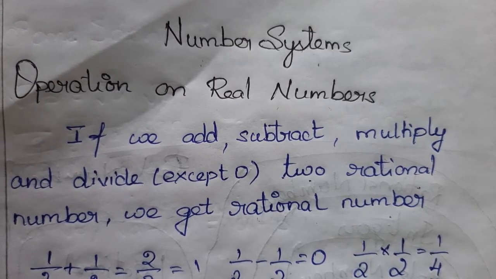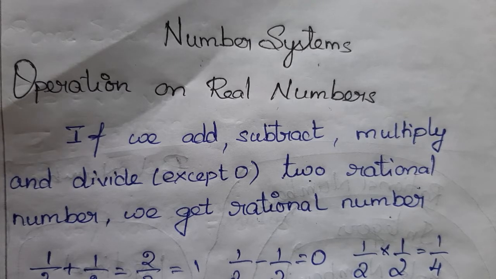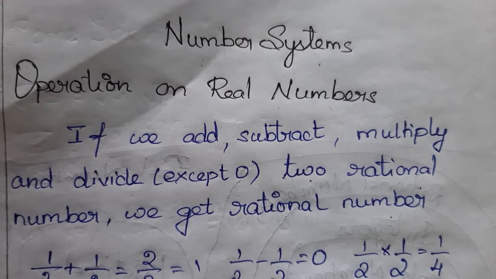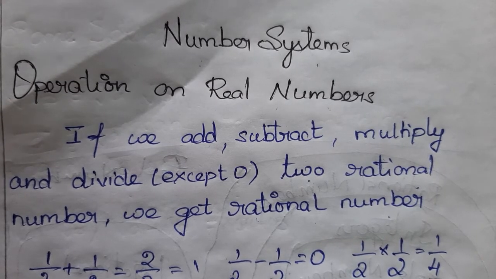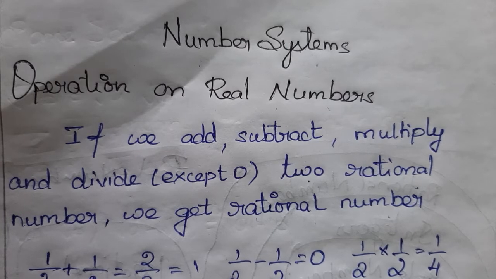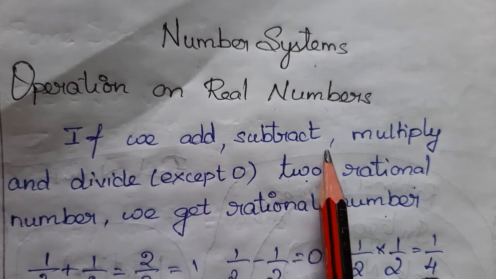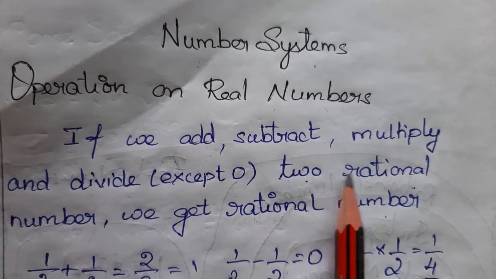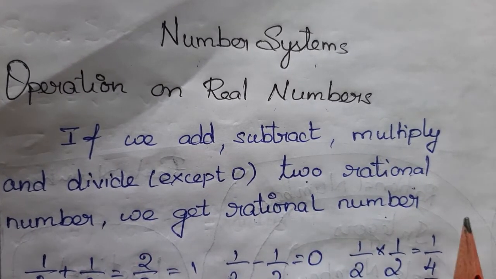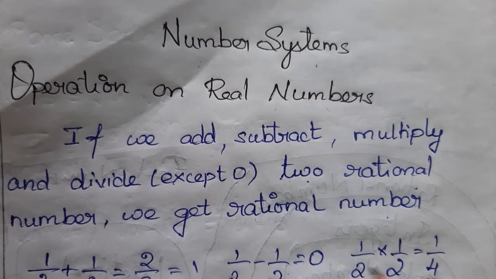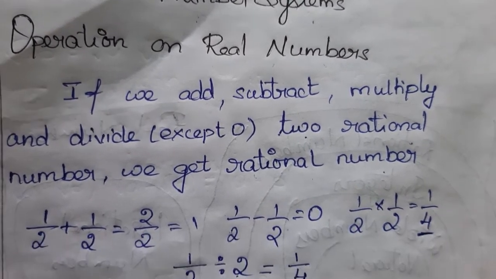We have learned that rational numbers and irrational numbers satisfy the properties commutative, associative, distributive under addition and multiplication, right? Both rational and irrational satisfy these three properties, the commutative, associative, distributive under addition and multiplication. Here we are going to see a thing. If we add, subtract, multiply and divide two rational numbers, we get again a rational number, right? That's what it says. Let me see some examples.